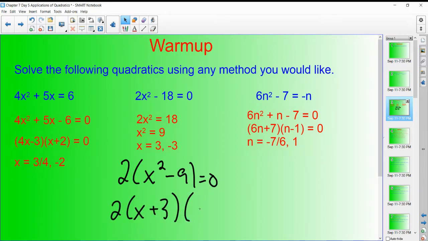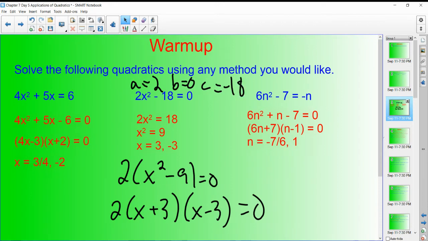Or for all of them, you could still do quadratic formula. But in this case, a equals 2. There is no b, so b is 0 and c is negative 18. And if you want to use quadratic formula, you can do that. Third one I also factored. As the numbers get bigger, I tend to lean more towards using quadratic formula. And if you have a graphing calculator, it'll convert to a fraction. If you put a decimal, that's okay too.